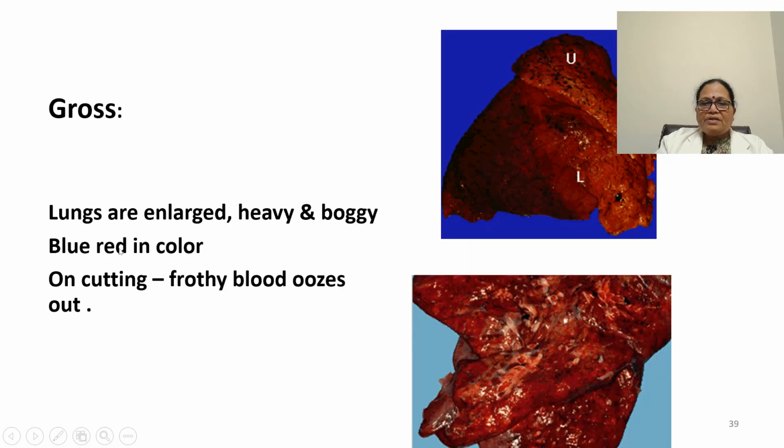Grossly, you see that the lungs are enlarged, heavy and boggy. Does this look like a lung at all? Because lung is slate in color, here it is blue red in color. Okay. On cutting, we take a slice of it, then frothy blood oozes out.